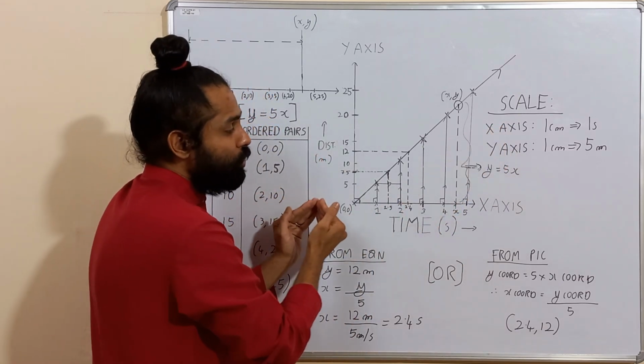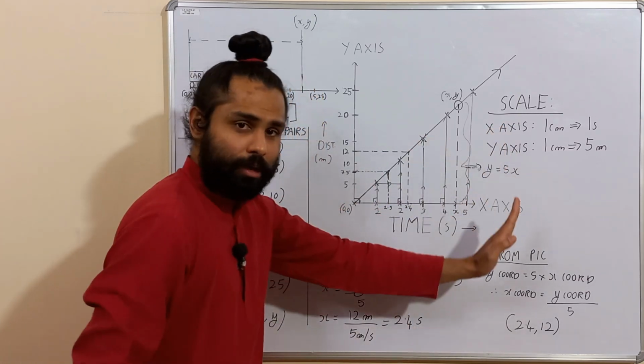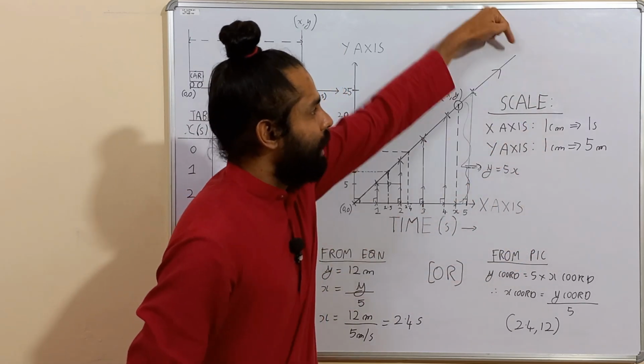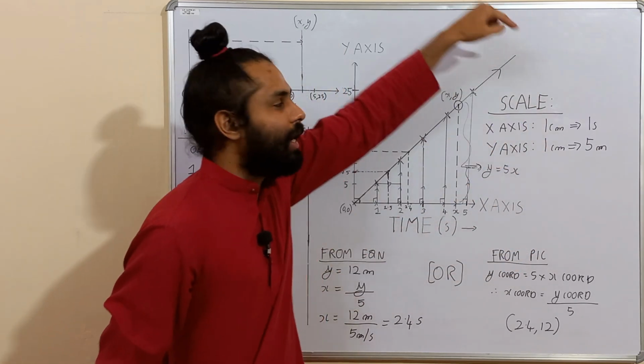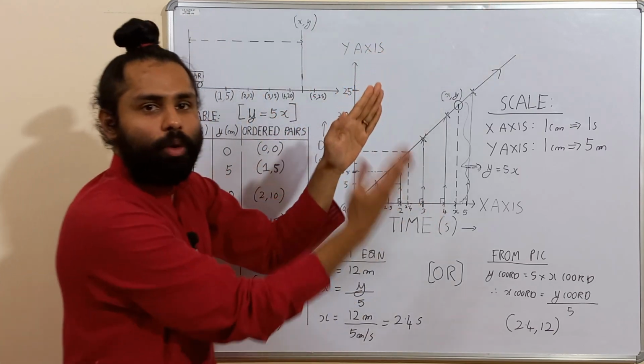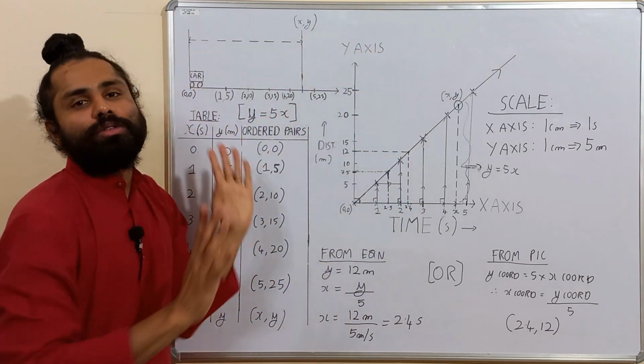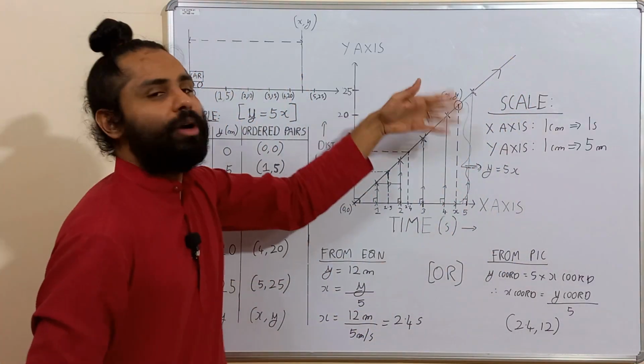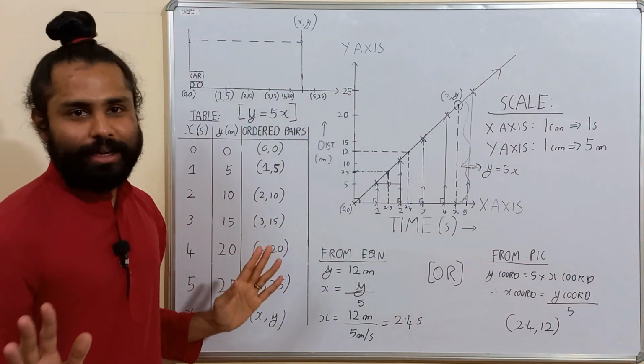Then what you do, you just go to the 500 second mark, lock it there, and then change the y. Go straight up and hit the line. Wherever you hit the line, that point's y coordinate will be 2500 meters. It will be 500 into 5 because every point fits the equation. You can do that, right?